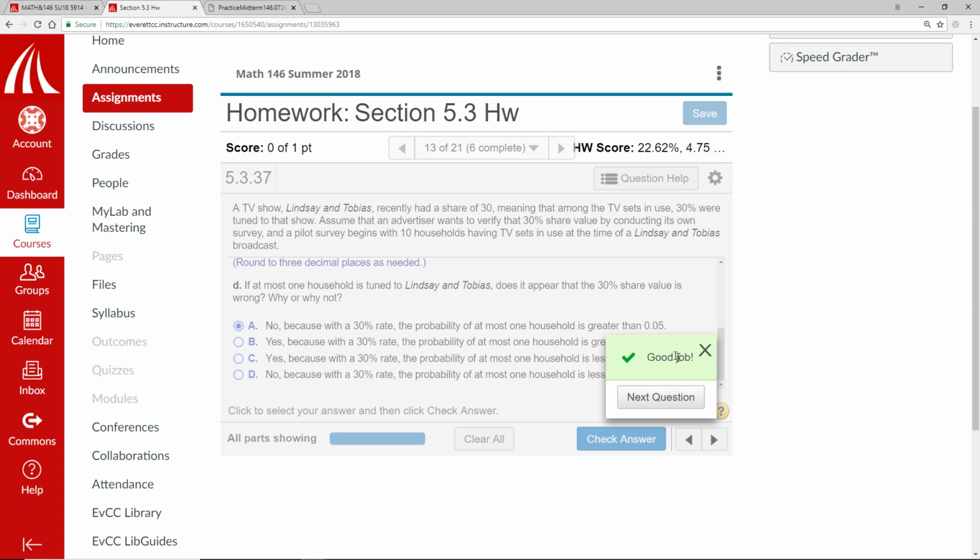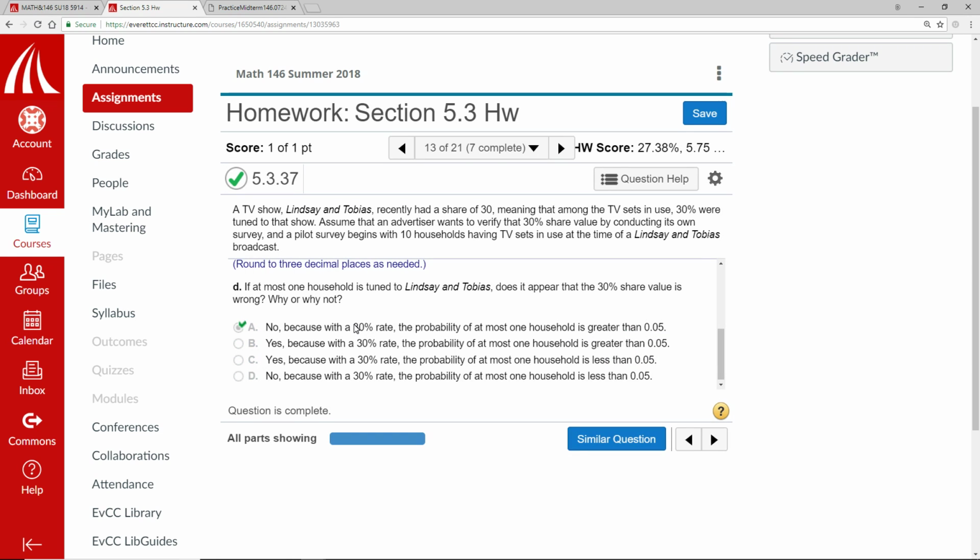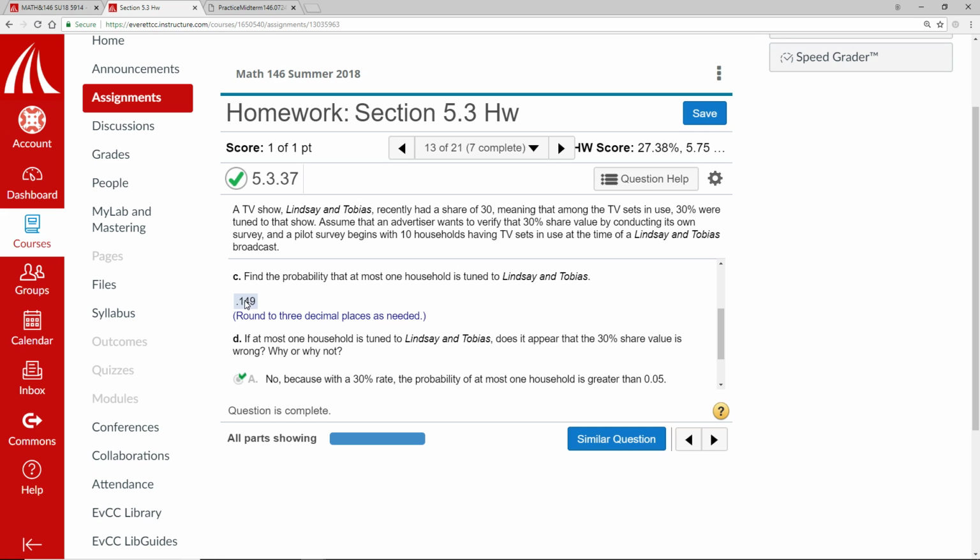It was a little tricky though. I guess we had to understand the context of the problem. So it's kind of a, before you get to go to the next problem, your last gut check to make sure you really understood it, and it really boiled down to the probability of at most one, and I knew that since this is greater than 5%, then it is correct that it is getting that 30 share that they talk about.